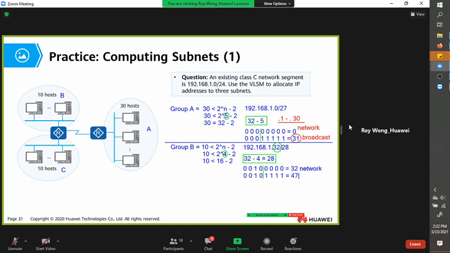Am I right? Yes, correct. This is the broadcast. So we got the right answer. So group B, their IP range starts from 33, and the last number is 46. Yes, so this is the range for group B.